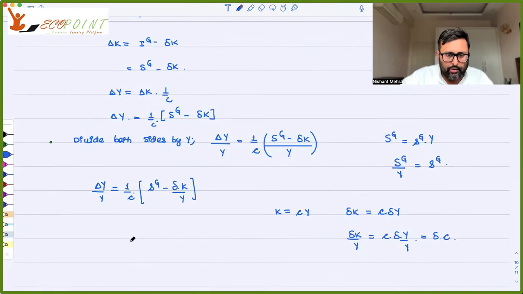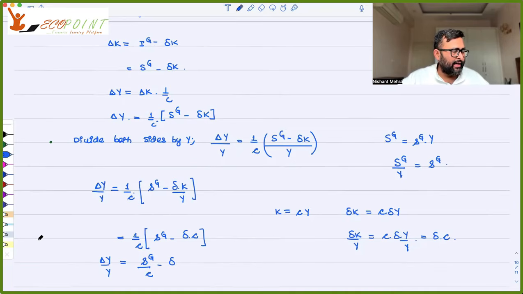You with me? So you will have 1 upon C, small sg minus delta K by Y replaced by delta C. So what will you have? Small sg upon C minus delta. This is delta Y by Y. You guys are with me? Right? So this is also one of the expressions in which you can write. You can write in terms of gross savings rate and the depreciation rate.